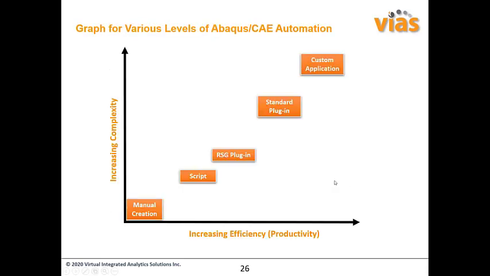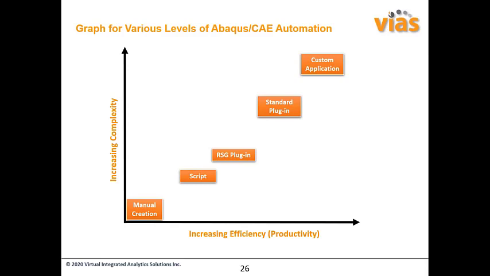Okay. Here is a graph of increasing complexity versus efficiency for some of these options. If we start down in the lower left-hand corner, we talk about manual creation. If I don't know any ways to do the customization and I just have to build the model myself and post-process the model, that's manual creation. There's complexity involved with CAE, but assuming you know CAE, in terms of doing the creation or post-processing, it's just all manual.